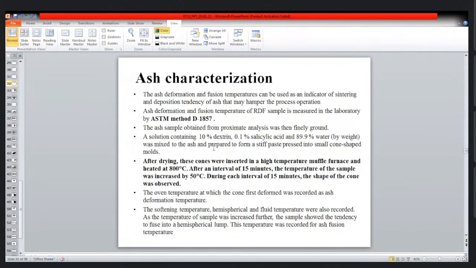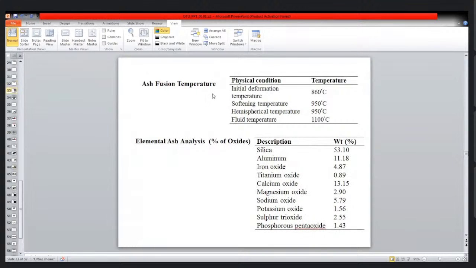When the temperature is increased further, we observe that the ash becomes fused, just like a liquid paste, and becomes round. This temperature is called the fusion temperature. These two temperatures are very important. Ash fusion temperature of RDF: the initial deformation temperature, when the tip started, is 860 degrees centigrade. Softening, or hemispherical, when the cone is converted into a hemispherical shape, is at 950. And when it becomes just like a fluid, it is around 1100 degrees centigrade. The silica, alumina, and other components present in the ash have been quantified from these tests.